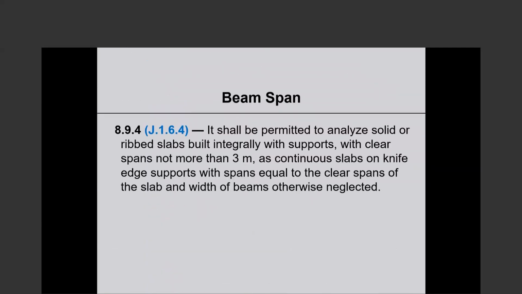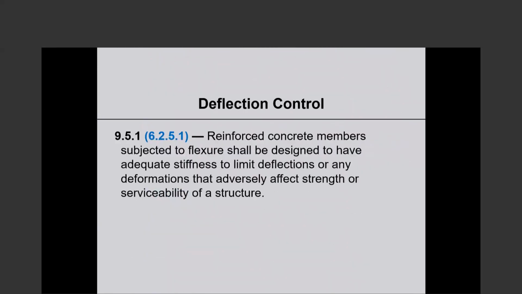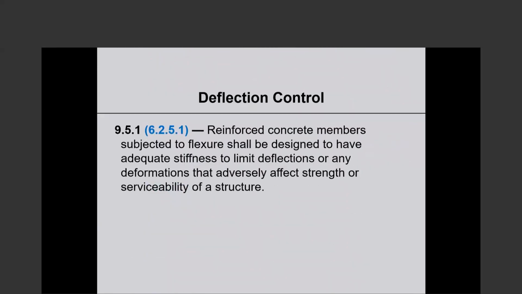It shall be permitted to analyze solid or ribbed slabs built integrally with supports with clear spans no more than 3 meters as continuous slabs on knife edge supports, with spans equal to the clear spans of the slab and width of beams otherwise neglected. You may have to read it twice, but this is a very specific thing that I don't want to spend time on. It is totally understandable if you read it.